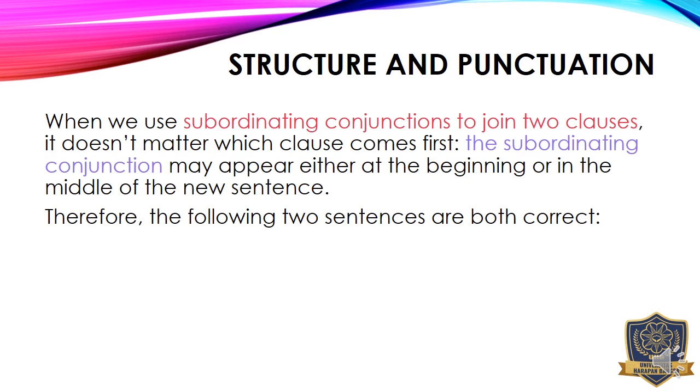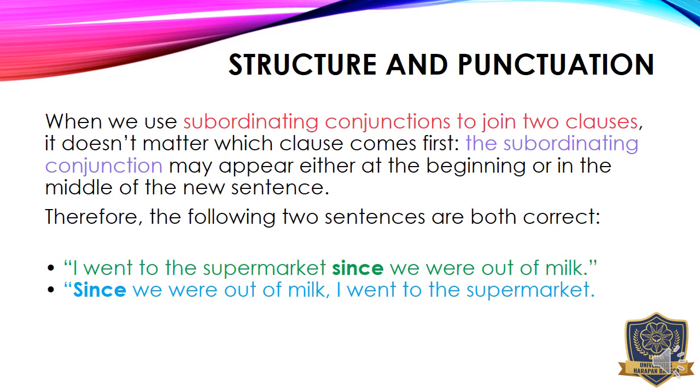Therefore, the following two sentences are both correct. Please pay attention to these two sentences. I went to the supermarket since we were out of milk. Here, the conjunction is since, and it's located in the middle of the sentence. In addition, you can put the conjunction in the beginning of the sentence. So it becomes, since we were out of milk, I went to the supermarket.